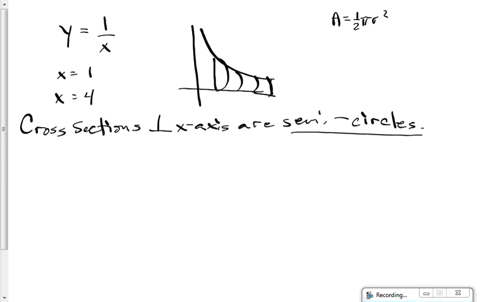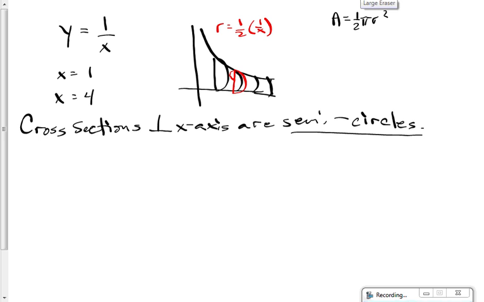Okay, so this gets a little bit complicated. It's not incredibly complicated. But if I draw some particular cross section here, that being a semicircle, what is the radius? Half of that function value, right? So in this picture, radius is actually here. So r is half of 1 over x. Okay? So the area of a cross section is 1/2 times 1/2. Let's just call this 1 over 2x. Is that okay?